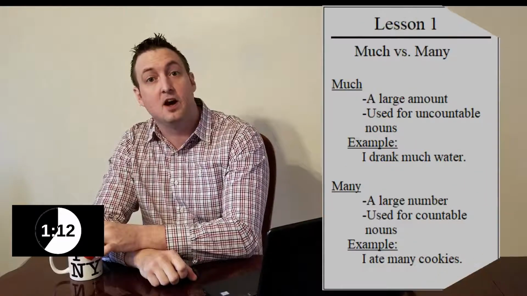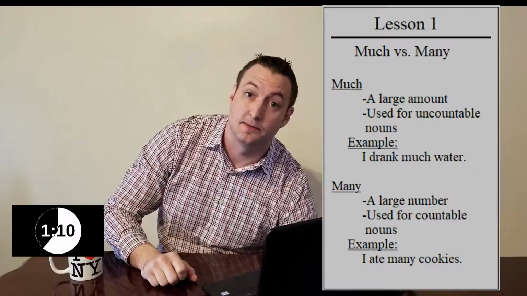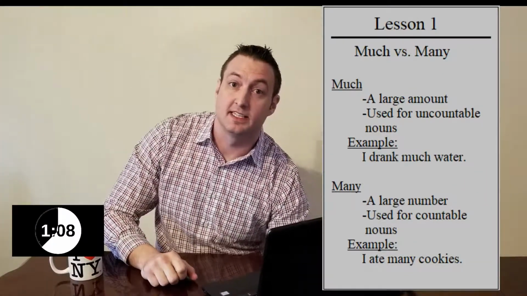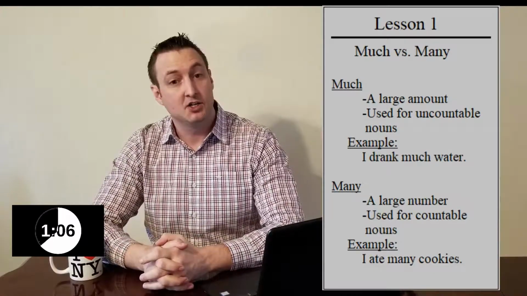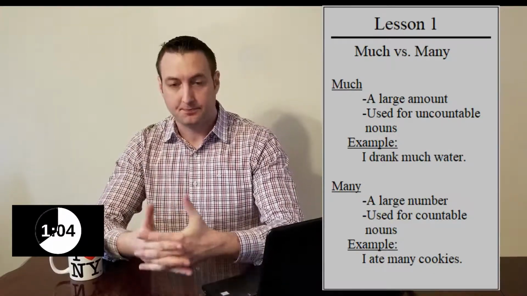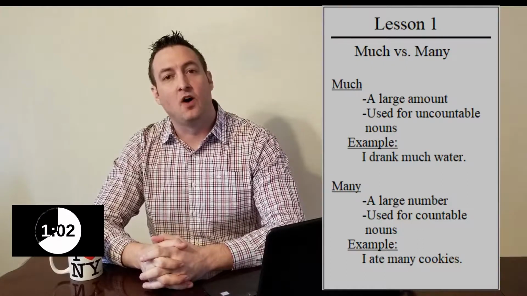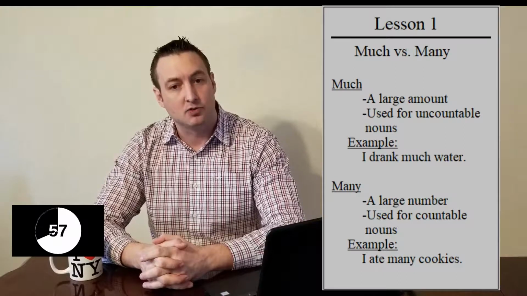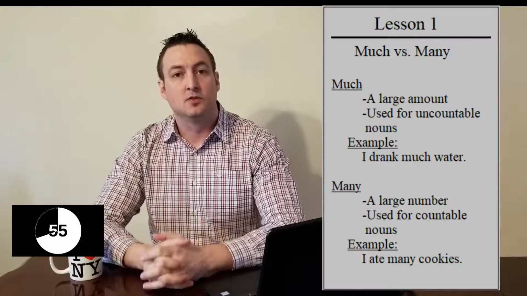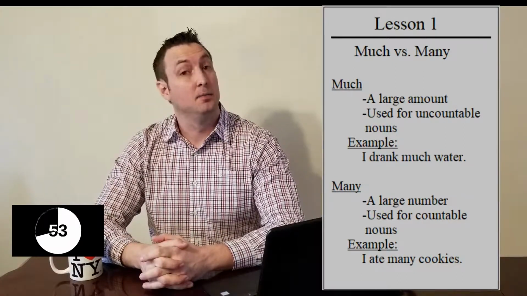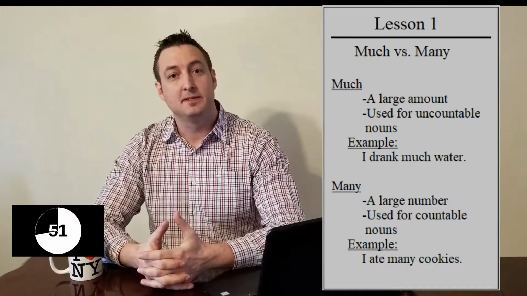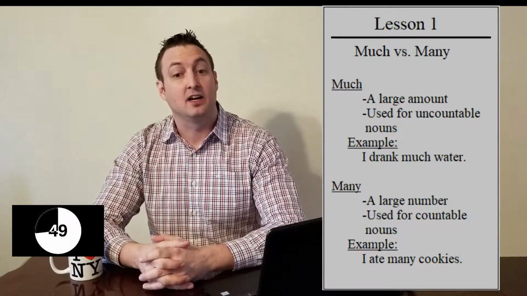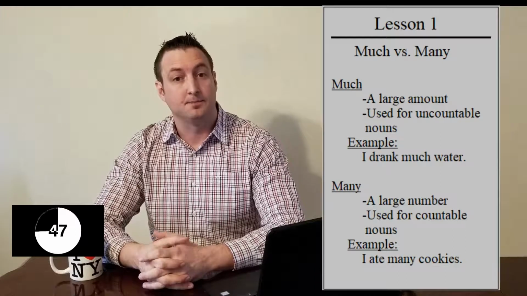Now, there's a few words that we use to describe countable and uncountable common nouns. And the first 2 words that we're going to use are much versus many. So much is a large amount, and we're going to use it for uncountable nouns. So for an example, I drank much water. All I'm saying there is I drank a large amount of water.